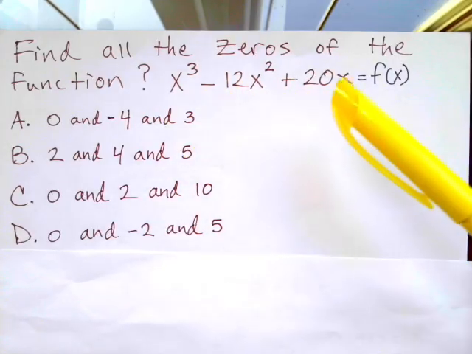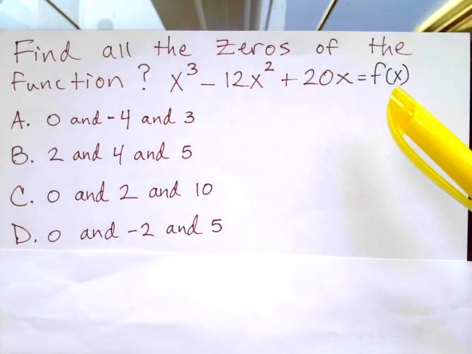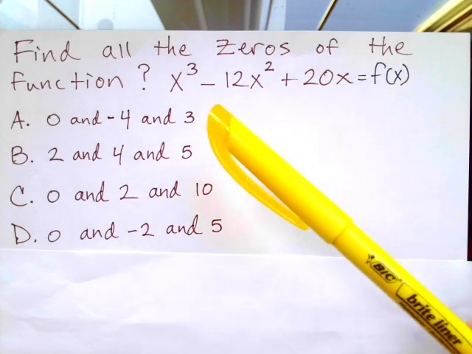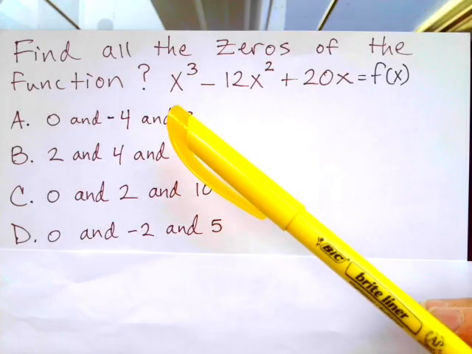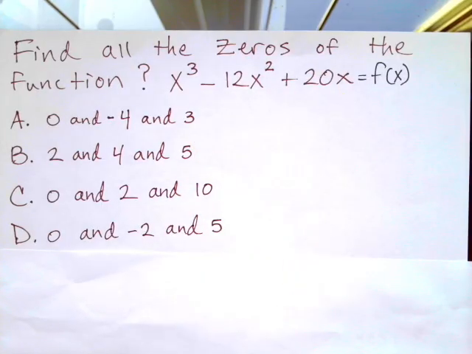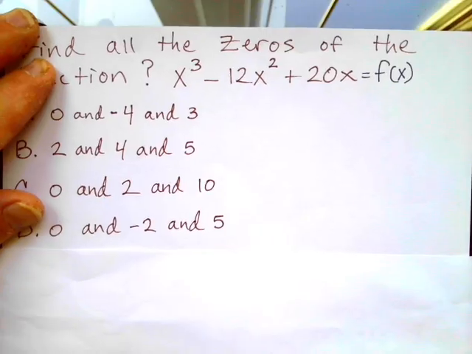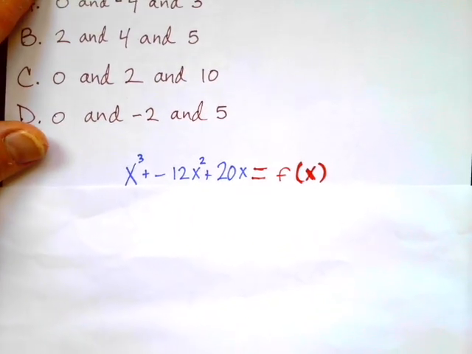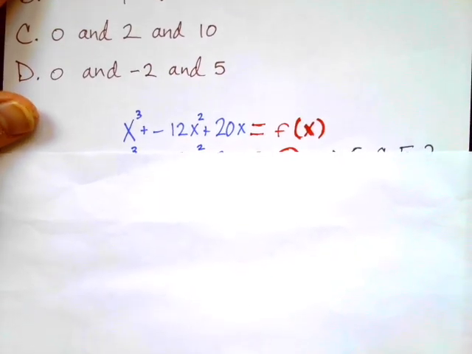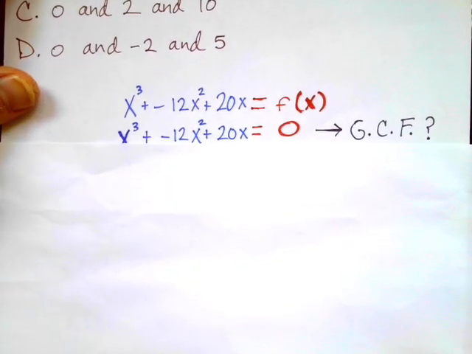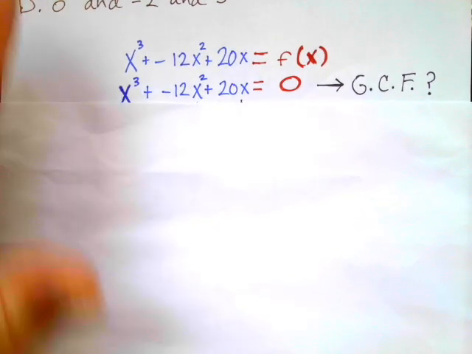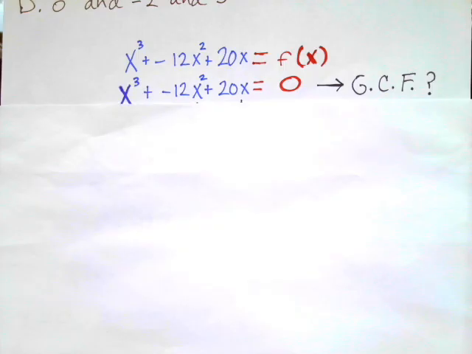Let's take a look at this function. Remember, you're going to set this equal to 0 and then solve for x. We want to first ask ourselves, is there a greatest common factor in each of those terms that you can factor out? That is the question you're going to want to ask yourself here. Again, that's the greatest common factor.